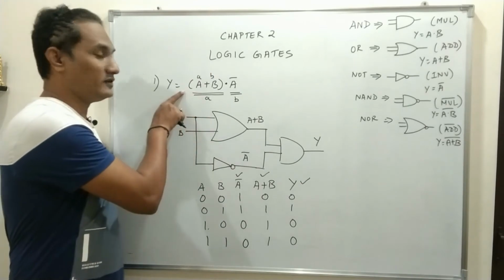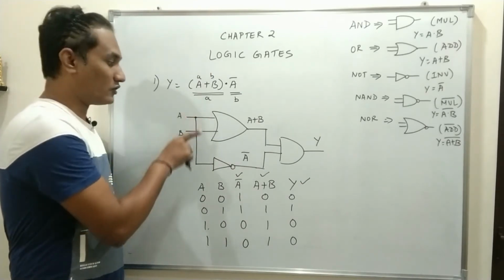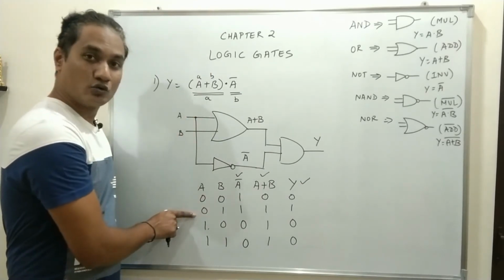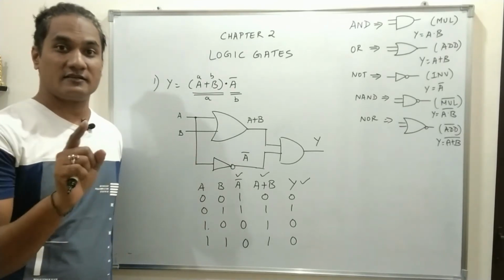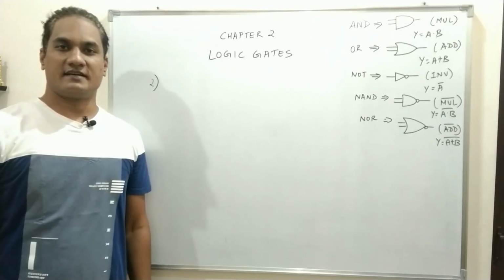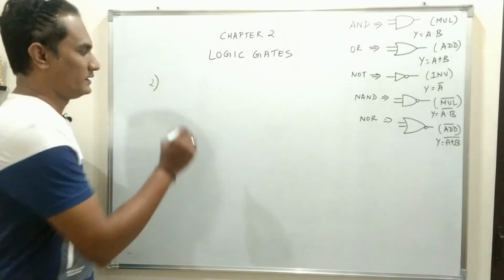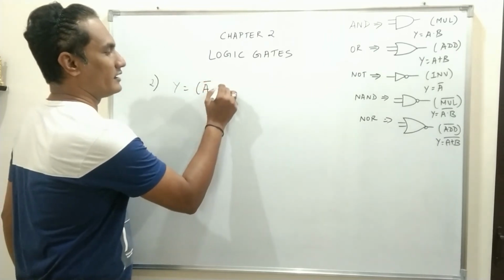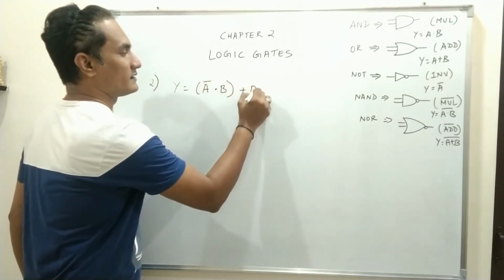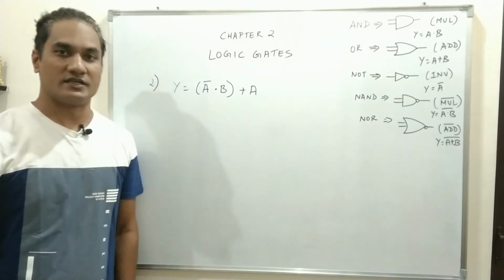So if you have been given an equation, you have to draw the logic diagram and write the truth table, and this will give you 1.5 marks each problem. Let us take one more problem. Say Y is equal to A bar dot B plus A. Let this be the equation.